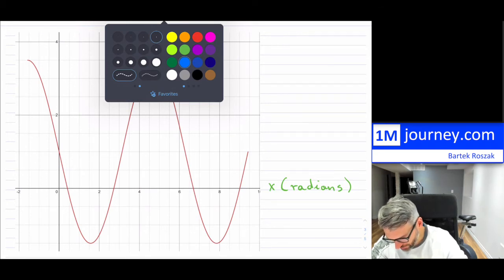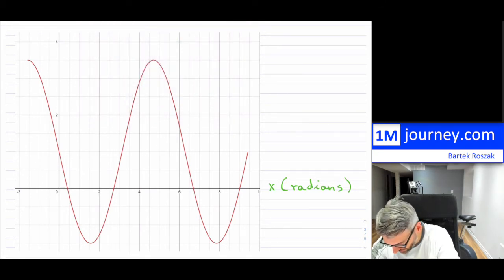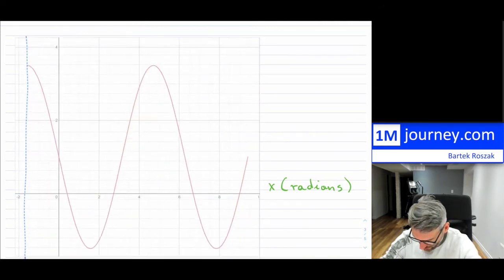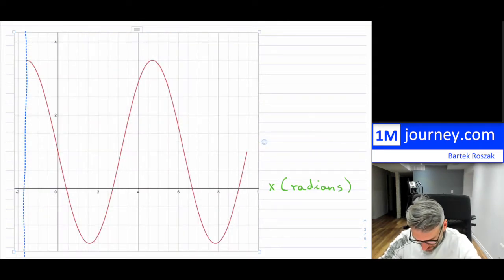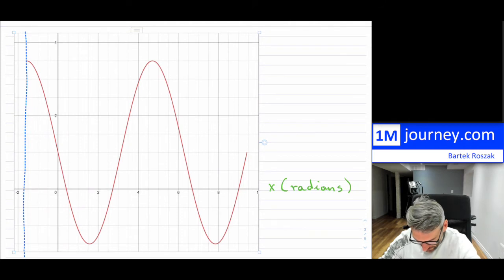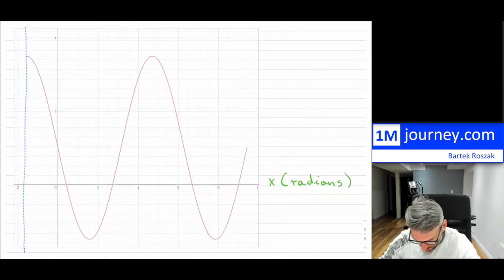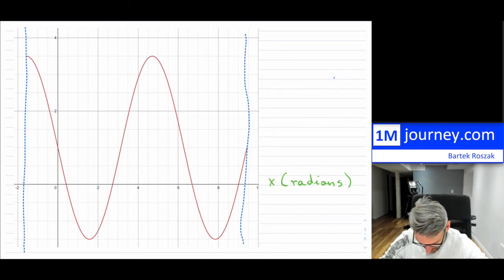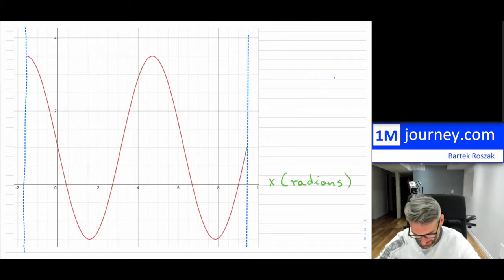So here's our domain. We're going to be starting kind of like there, and we're going to go all the way up to, so here it is, something like that. Shift this over. So it's kind of like this from there to there. Now it's in radians.